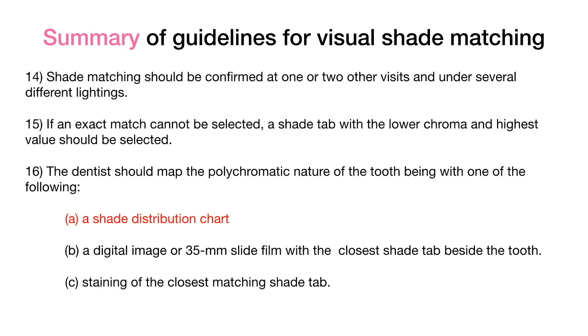Shade matching should be confirmed at one or two other visits and under several different lights. If an exact match can't be selected, the shade tab with the lower chroma and highest value should be selected. The dentist should map the polychromatic nature of the tooth using one of the following: first of all, a shade distribution chart, a digital image, for example, or staining on the closest matching shade tab.